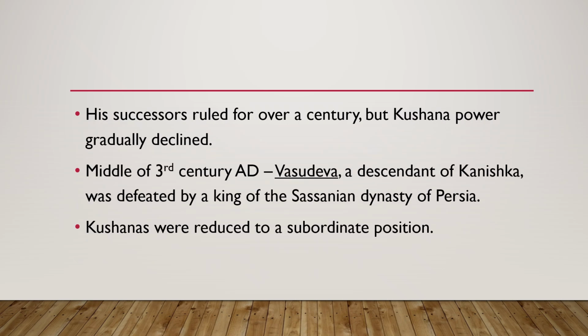The successors of Kanishka I continued to rule for over a century, but Kushana power gradually declined. And about the middle of the 3rd century AD, a king of the Sasanian dynasty of Persia defeated Vasudev, one of Kanishka's descendants, and reduced the Kushanas to a subordinate position.